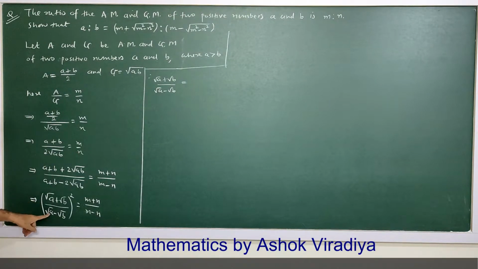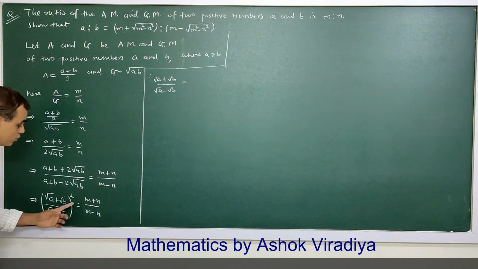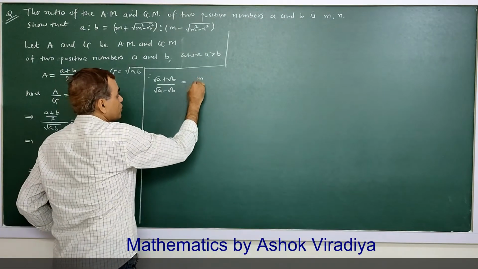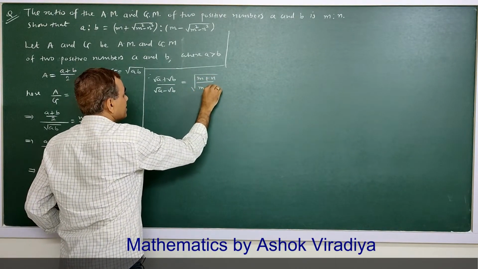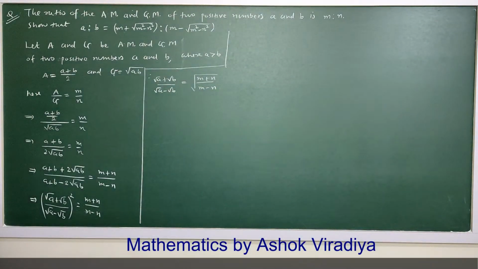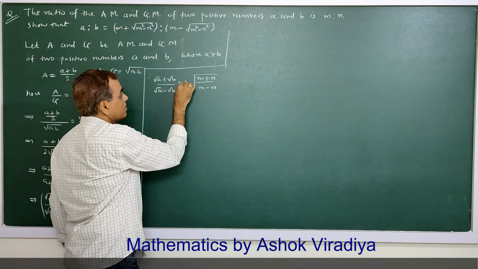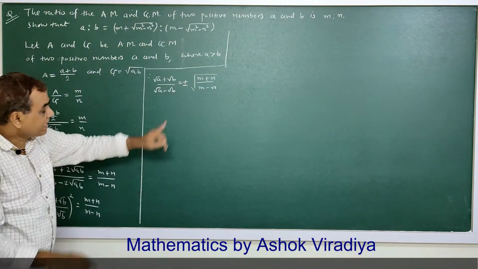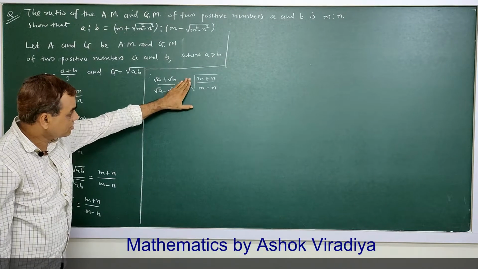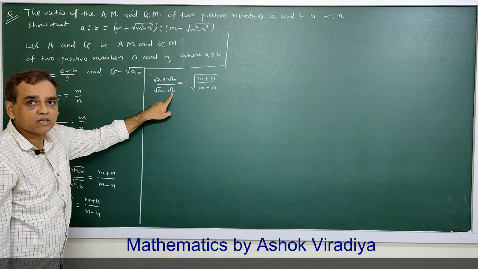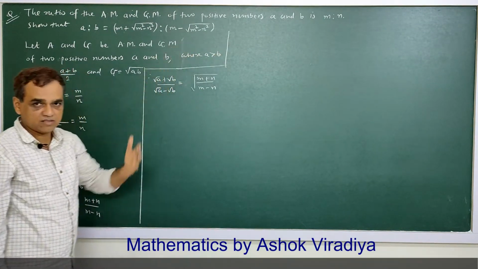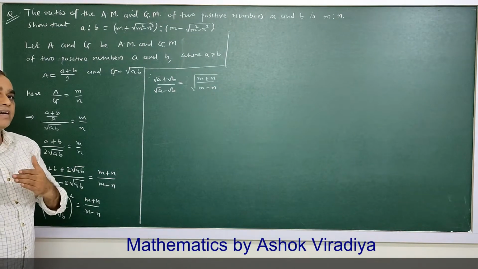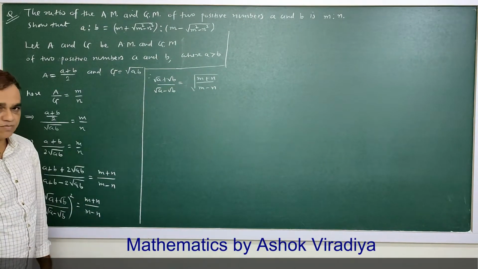So here because a is more than b, root a plus root b upon root a minus root b, we take the positive square root. So square root of (m plus n) upon (m minus n). Otherwise we should keep plus or minus, but we are taking the positive square root because root a is more than root b, because a is more than b. We have supposed a is greater, b is smaller, so this will be positive.